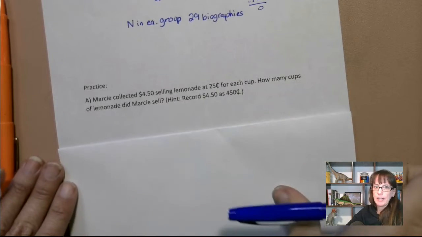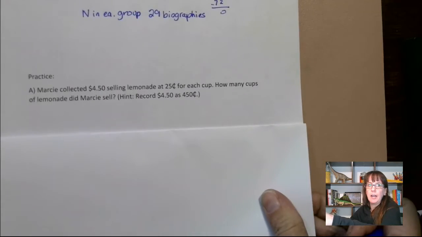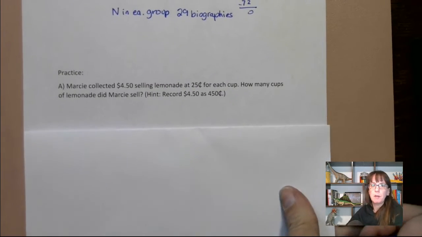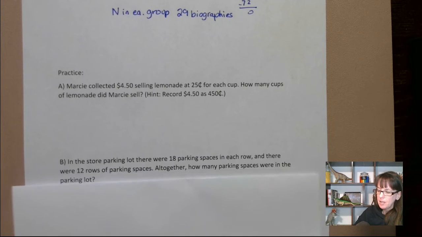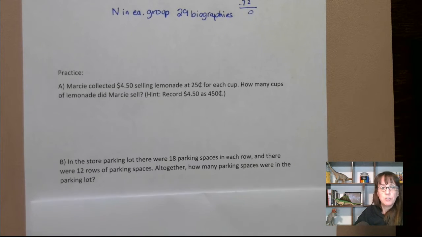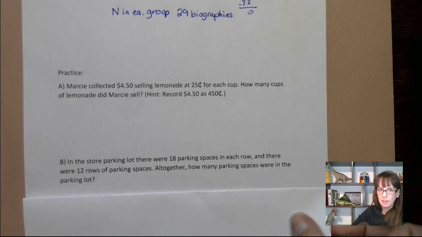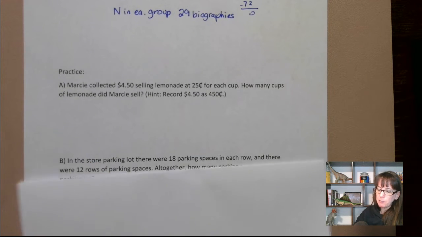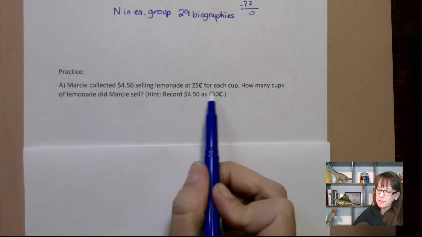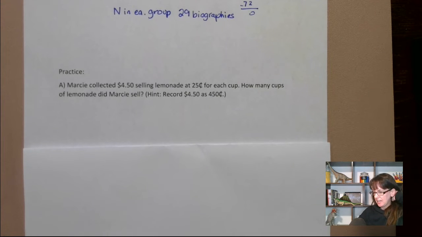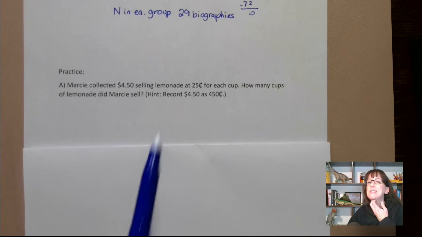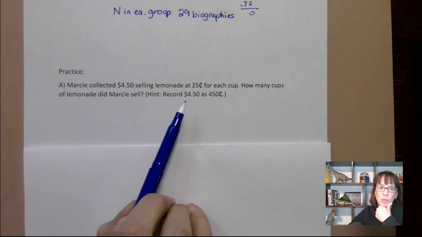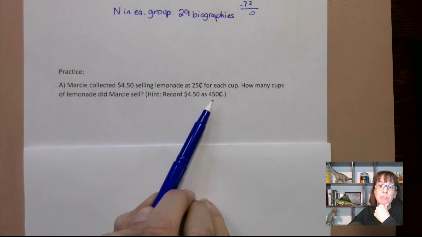All right, let's take a look at our next one. This is our practice problem. So go ahead, pause the video, give it a shot and come on back and we will talk about that. So, actually there's 2 practice problems. Sorry if you didn't pause the video in time. For practice problem A, Marcy collected $4.50 selling lemonade at 25 cents for each cup. How many cups of lemonade did Marcy sell? A hint is to record that $4.50 as 450 cents.